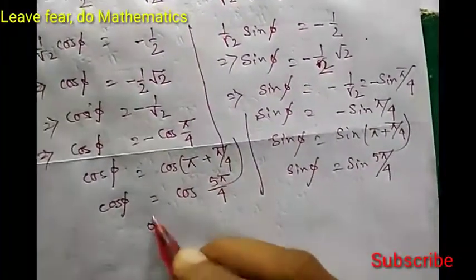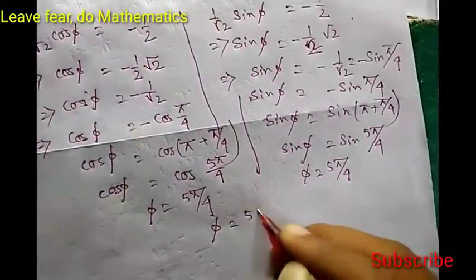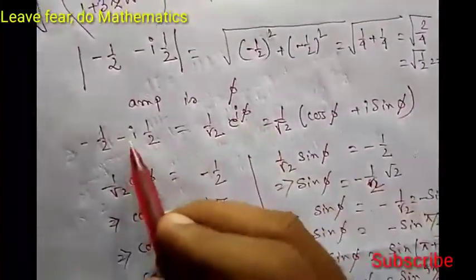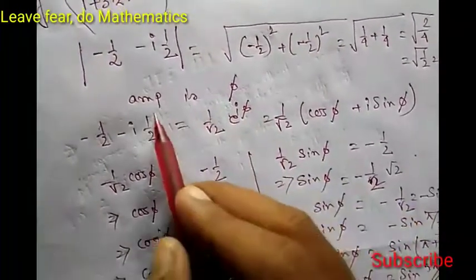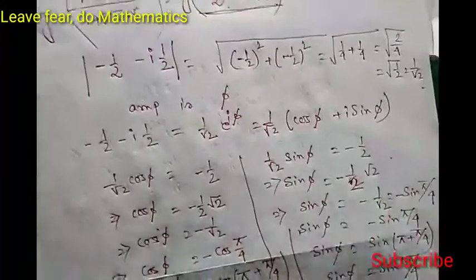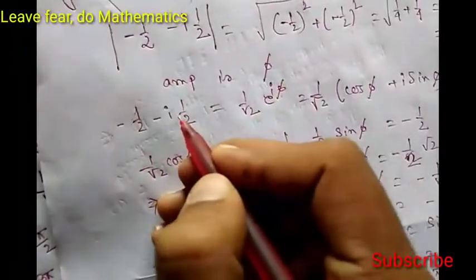Look, in both the equations we have the same value. This means phi equals 5 pi by 4 from this, and phi equals 5 pi by 4 from this. So basically we have got phi equals 5 pi by 4. But what was our phi? Here we assumed that phi is the amplitude of this complex number, minus half minus i times half.